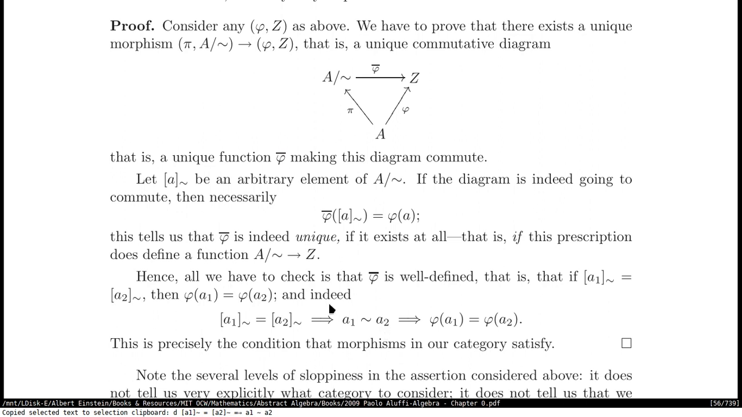Because A1 and A2 are equivalent under the relation, the images are going to be the same.